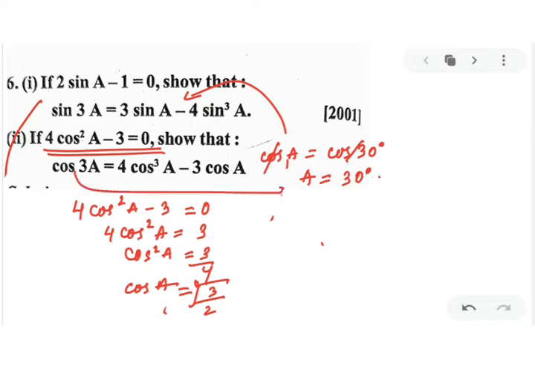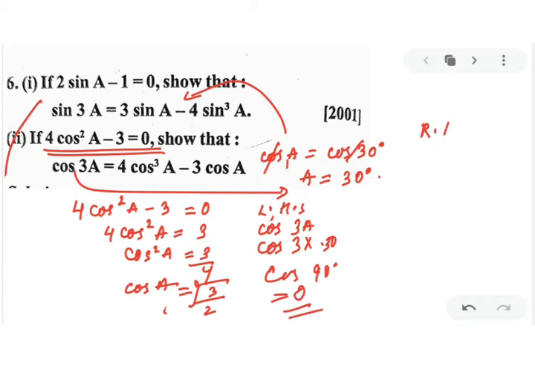Now I'll put the value of A in my left hand side, that is cos 3A, that is cos 3 into 30, that will be cos 90 degrees, that is 0. So I got left hand side as 0. I'll go for the right hand side: 4 cos cube A minus 3 cos A. I'll put the value of A as 30 degrees. I'll put the value of cos 30 and make the cube.